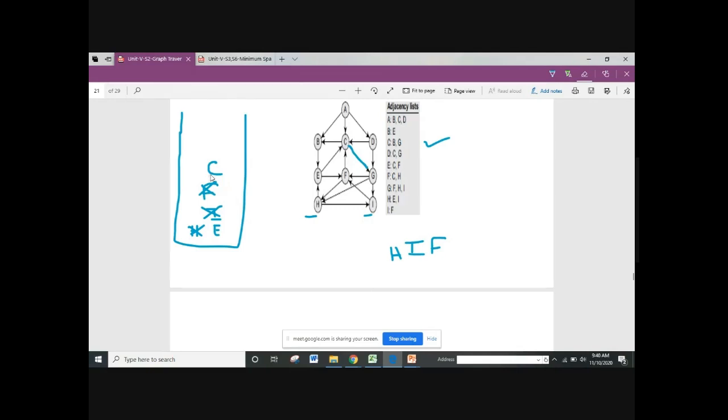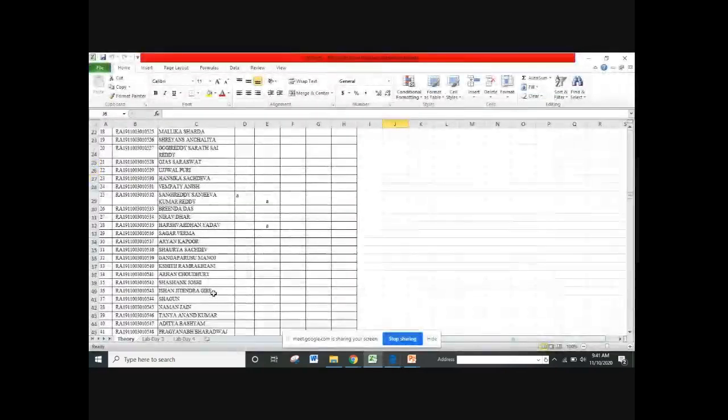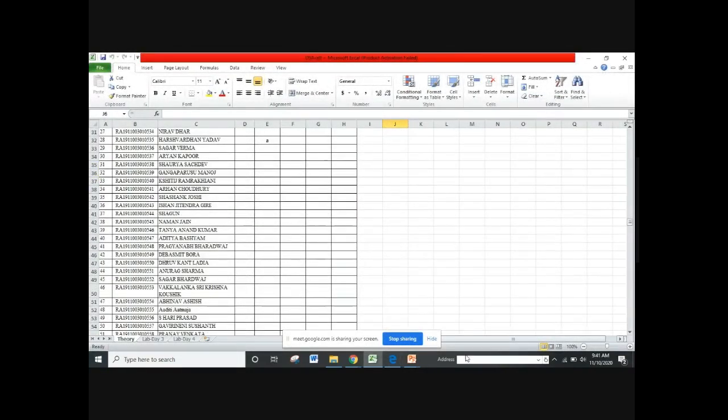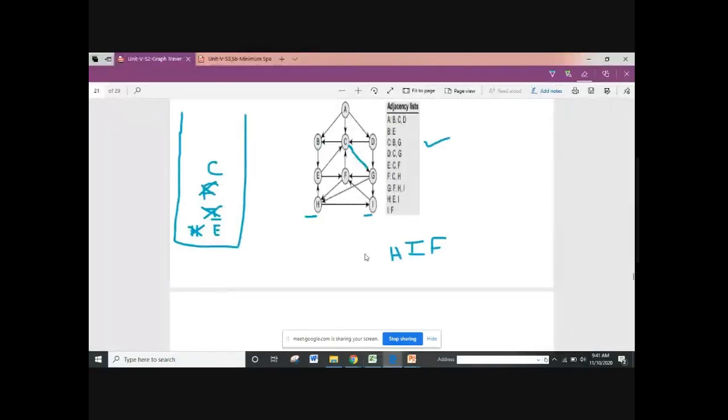Now, 545. Who is 545? What is my next step? 545. Who is 545, ma? Naman Jain, what happened? Aryan Kapoor. Yes, Aryan Kapoor. What is my next step?